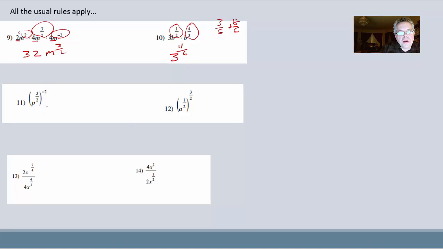Okay, when it's a power to a power, you still multiply. So 3 halves times negative 2 is negative 3. So this is p to the negative 3, which is 1 over p cubed.